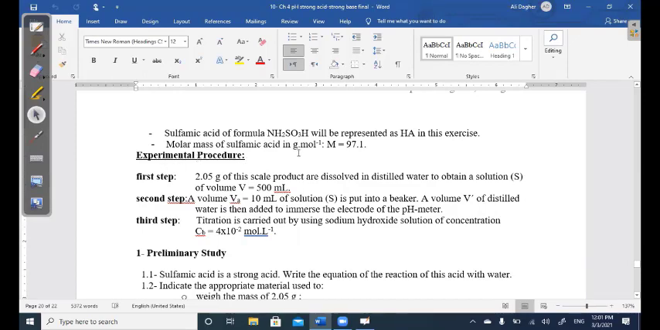Molar mass of sulfamic acid equals 97.1 gram per mole. Experimental procedure. First step, 2.05 gram of this scale product, of this powder, are dissolved in distilled water to obtain a solution S of volume V equals 500 milliliters. 2.05 gram is not the mass of sulfamic acid, it is the mass of powder. Among the constituents of this powder, we have the sulfamic acid.